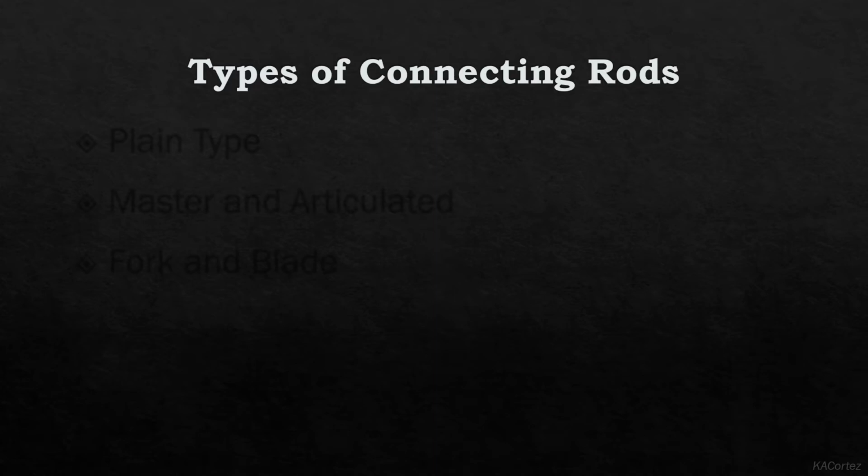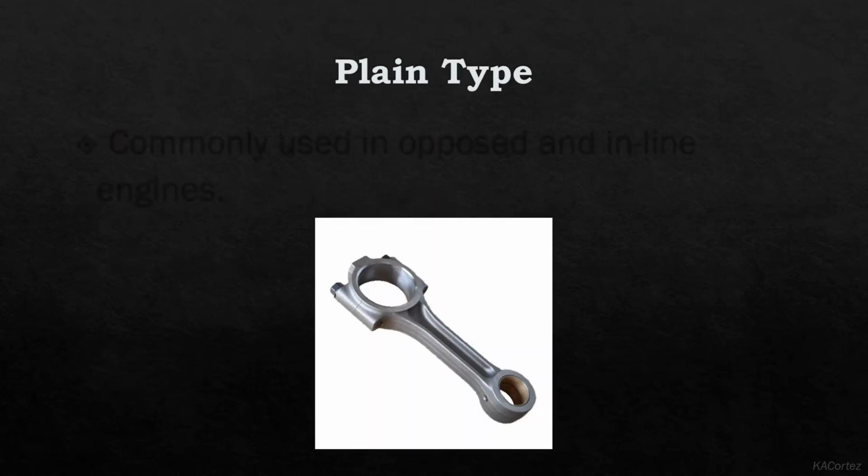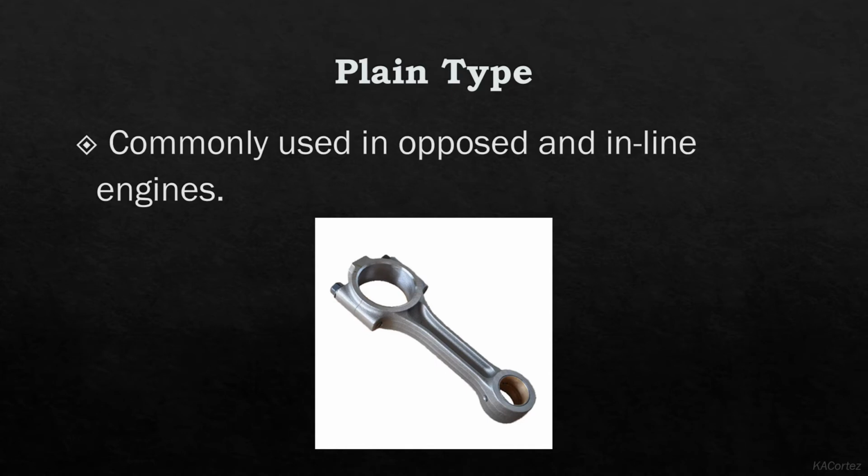Three types of a connecting rod. We have the plain type, the master and articulated, and the fork and blade. Let's discuss first the plain type. This is commonly used in opposed and inline engines.